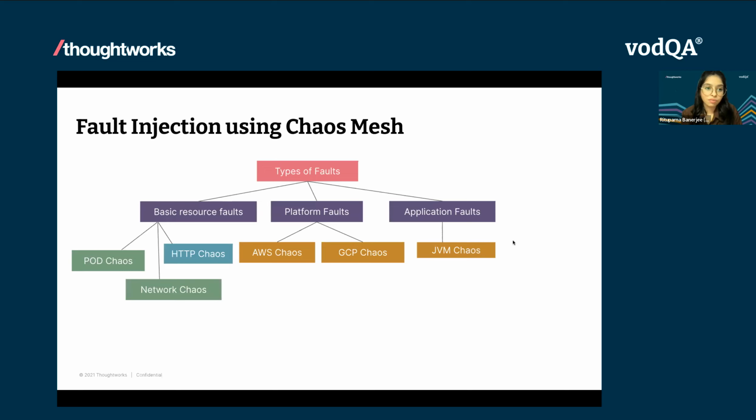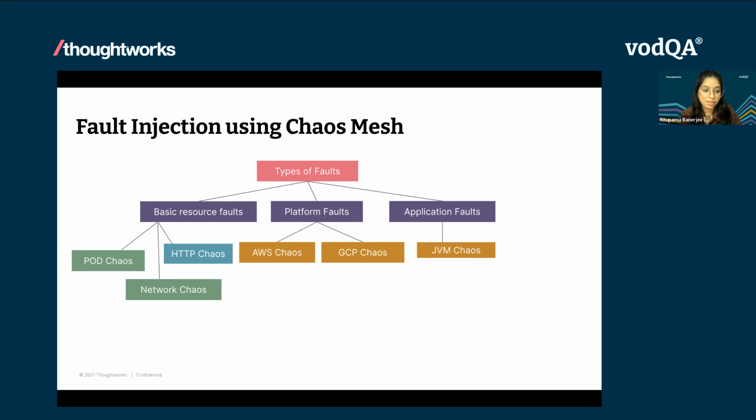Next is fault injection using Kiosk Mesh. Let's understand what kind of fault scenarios Kiosk Mesh can help us administer. We can have basic resource faults, platform faults, and application faults. Basic resource faults are basic resource outages or downtimes, like pod chaos. What happens in pod chaos? Your entire application is hosted in the pod.